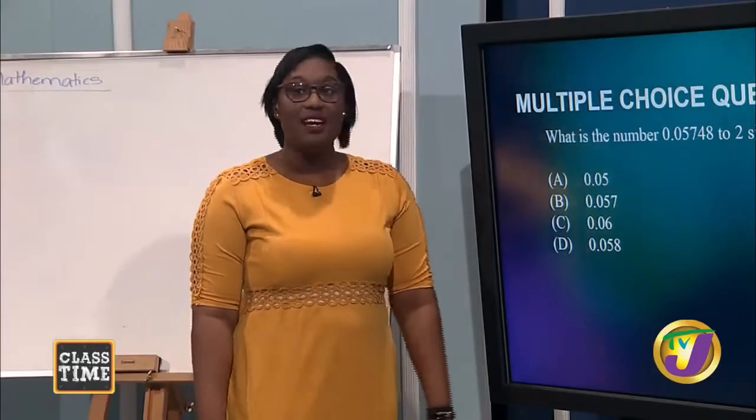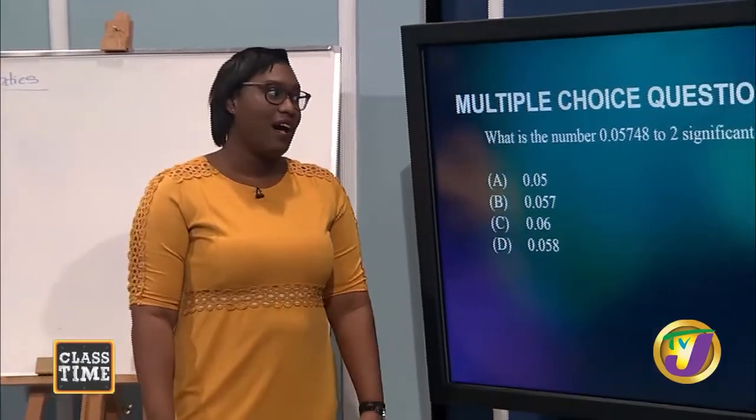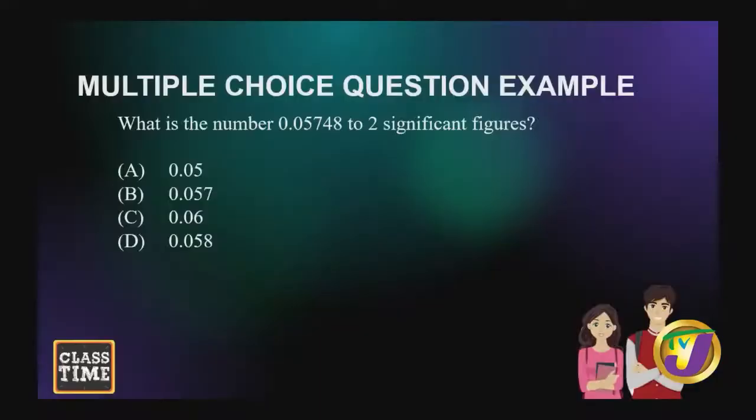All right, so here we have another one. How about this number now? It's getting interesting. What is the number? 5,748. That's what? 10,000th? Is it 10? 1, 2, 3, 4? Yes, it looks like 10,000th. That's the place, or you can say 0.05748, just to let you know the digits that we're looking at, to 2 significant figures.